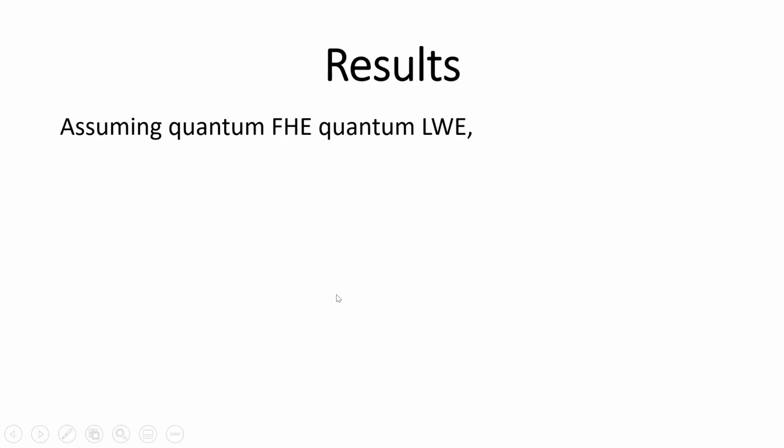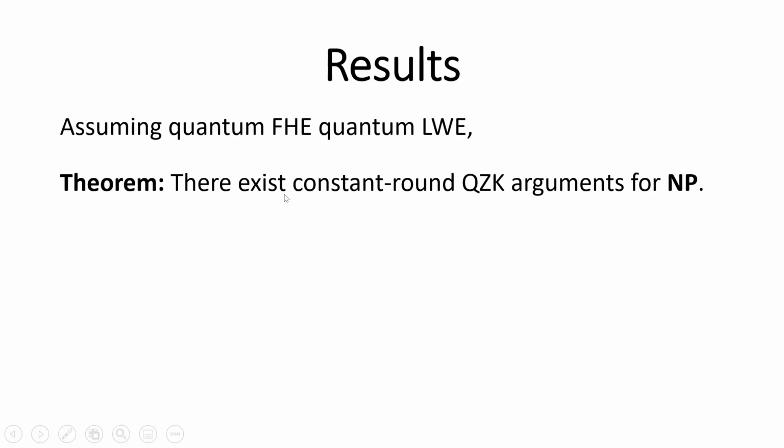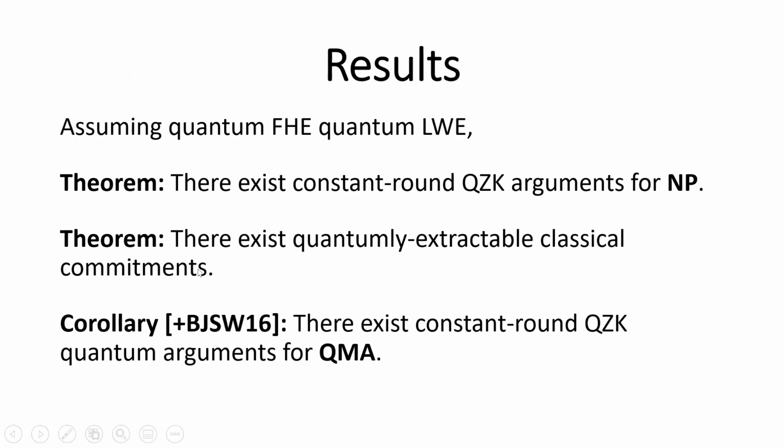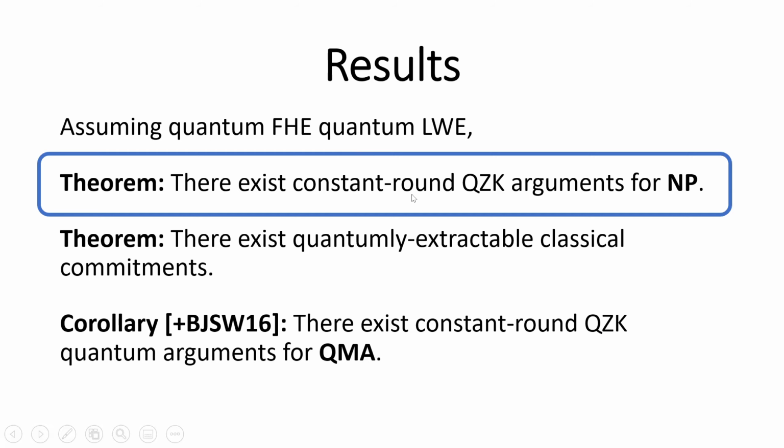So the results are that if we assume the existence of quantum fully homomorphic encryption and the quantum hardness of LWE, you can construct a constant round quantum zero knowledge argument for NP. You can also construct what's called a quantumly extractable classical commitment, which we will define in a bit. And as a corollary of these two theorems, along with previous work on zero knowledge for QMA by Broadbent, Ji, Song, and Watrous, we show how to construct a constant round quantum zero knowledge quantum argument, where the honest parties are quantum, for QMA. But in this short talk, we are going to focus on the NP part.